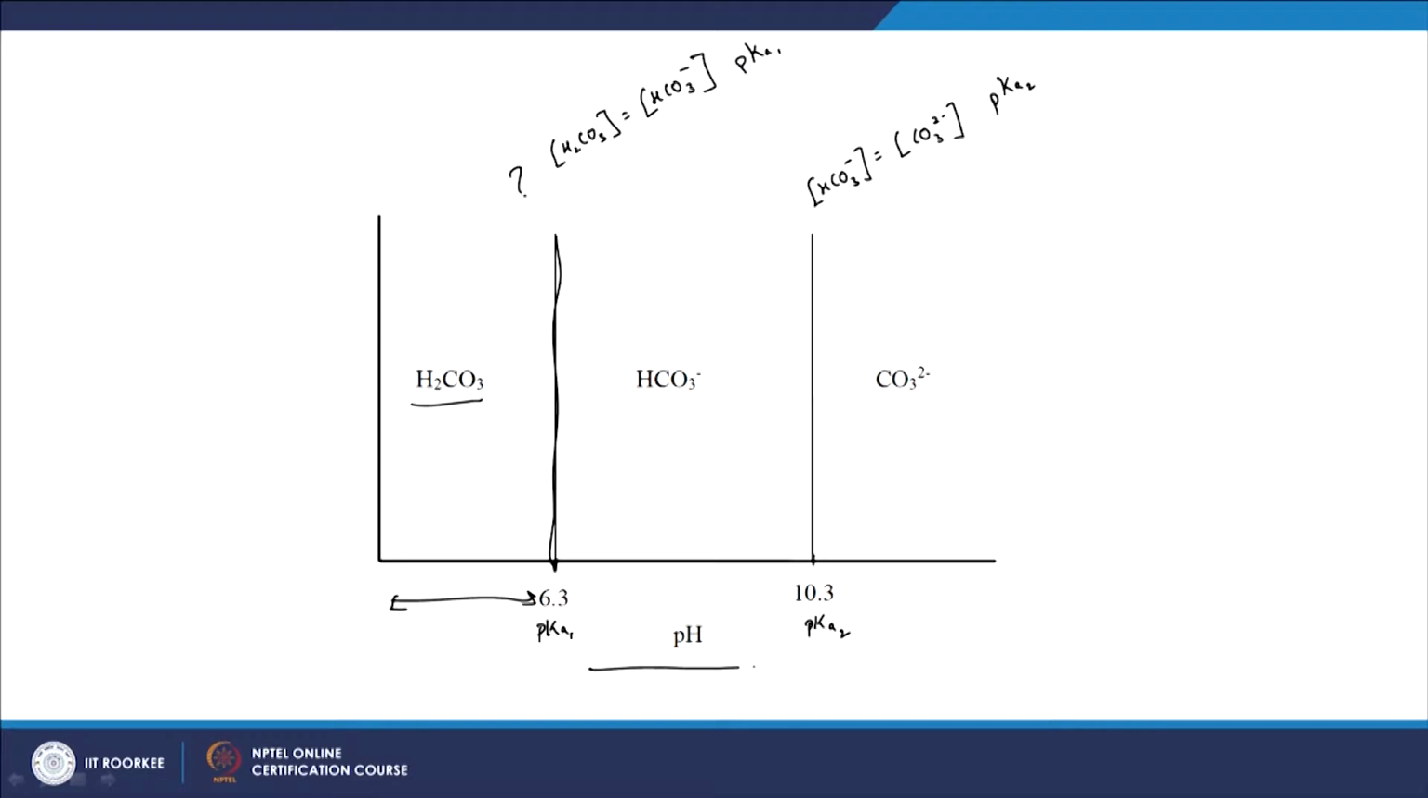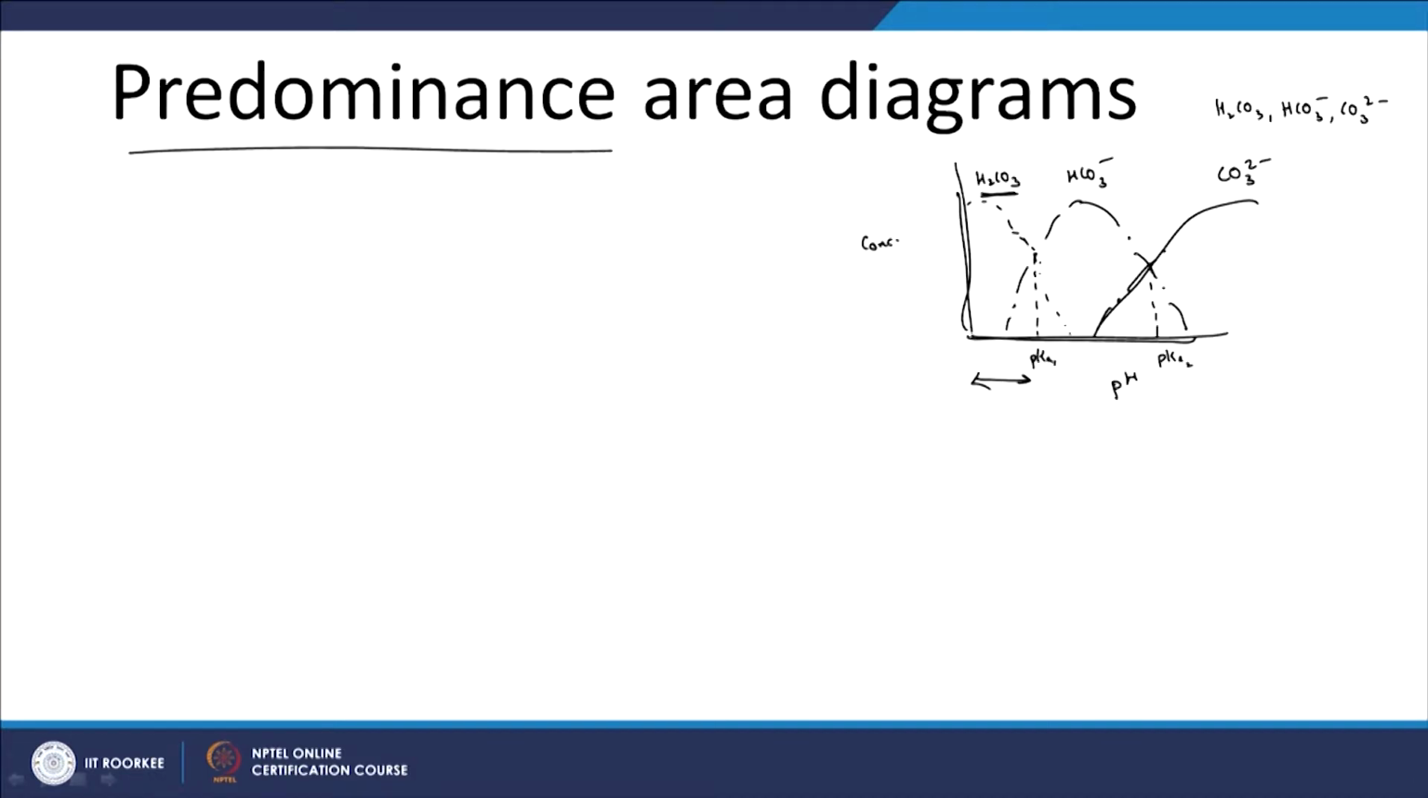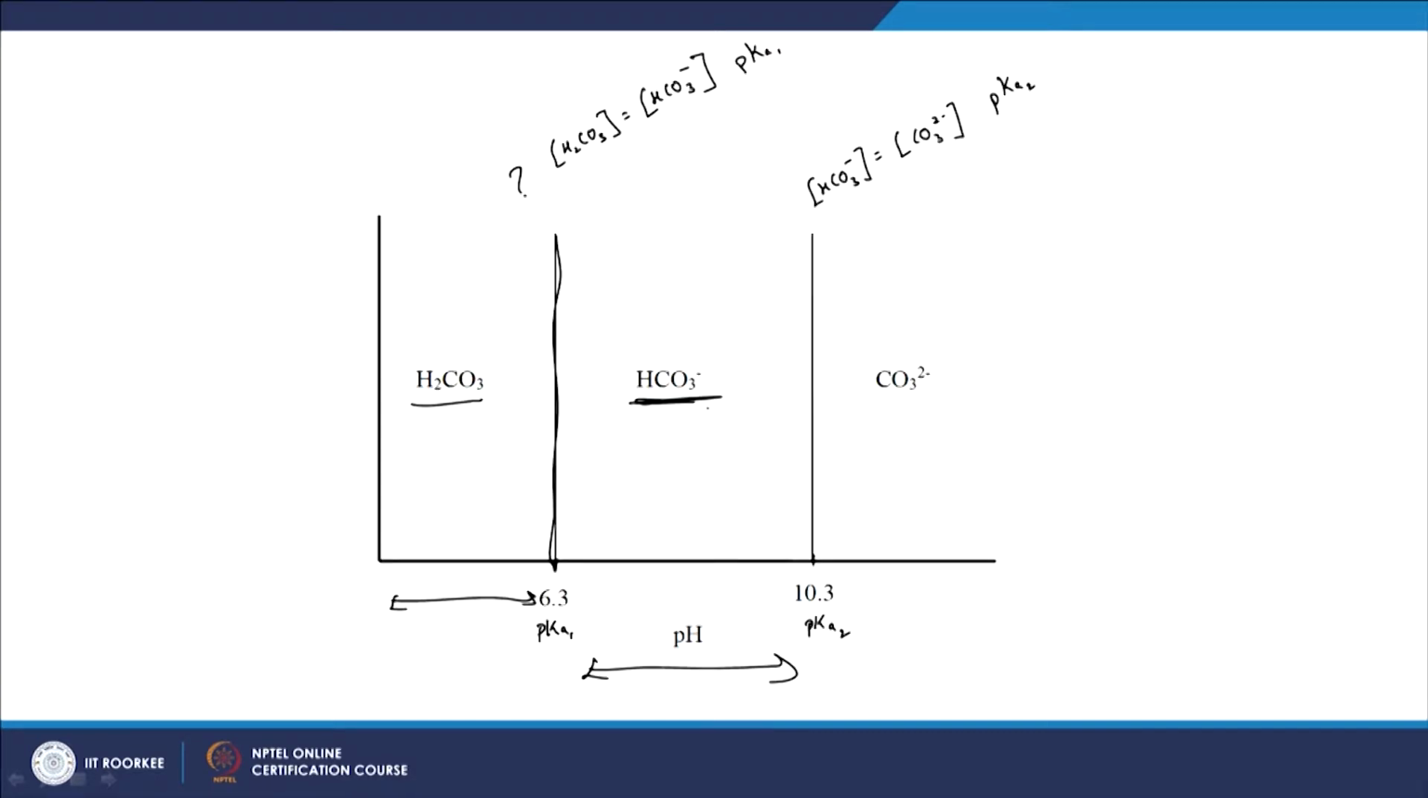From this predominance diagram, we know that HCO3 minus will predominate between the pH of 6.3 and 10.3, and if we look at the graph we had earlier, that's what we see here. Between pKa1 and pKa2, among HCO3 minus, H2CO3 and CO3 2 minus, which compound is going to predominate? It's HCO3 minus. Similarly, when pH is greater than pKa2, CO3 2 minus is going to predominate, and that's what you see here.